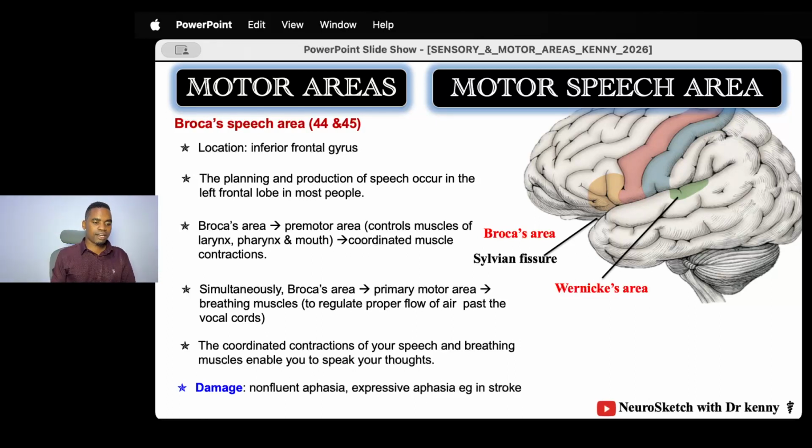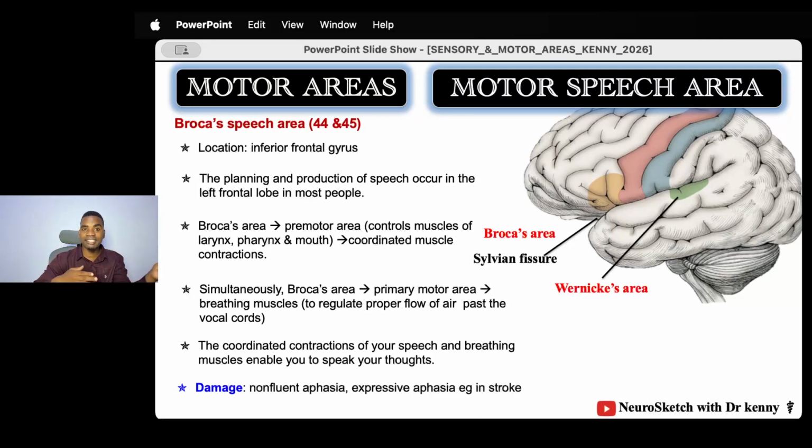Damage to Broca's area results in non-fluent aphasia, which means the person will not be able to talk fluently. He will have breaks and will struggle to form words, maybe because there is uncoordinated contraction of the different muscles that help him to speak. Broca's aphasia commonly occurs in stroke, and remember, in stroke people have mouth deviation, and if you have mouth deviation you will not be able to articulate.